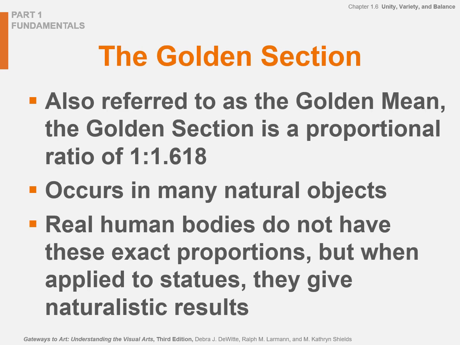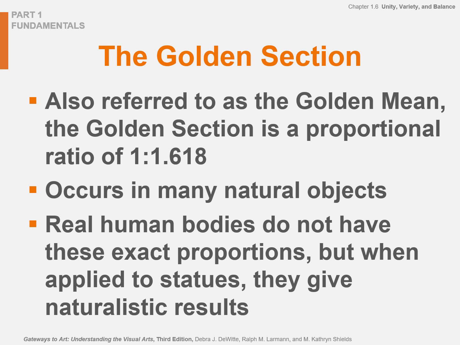The golden section is also referred to as the golden mean. The golden section is a proportional ratio of 1 to 1.618. It is found over and over again throughout the natural world. Like if you take a nautilus shell and you break down the little chambers in the shell as it goes around a spiral, each jump in size from one chamber to the next is 1.618 times larger each time it gets bigger.